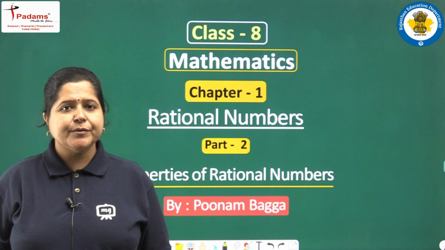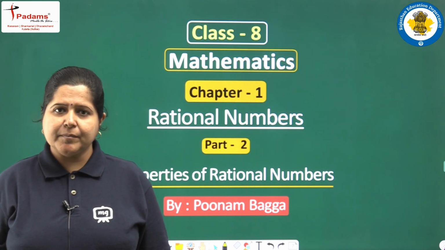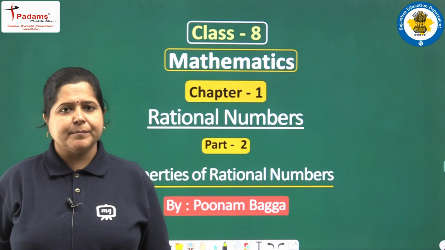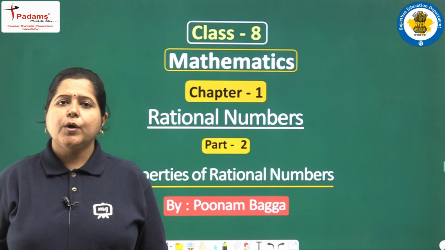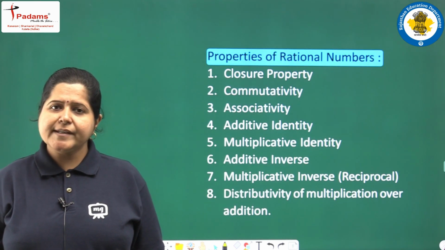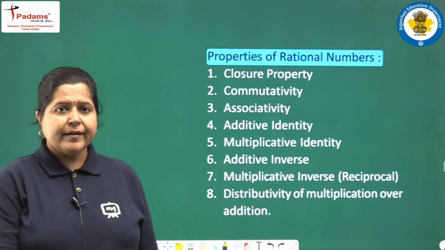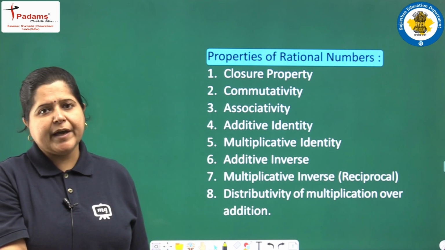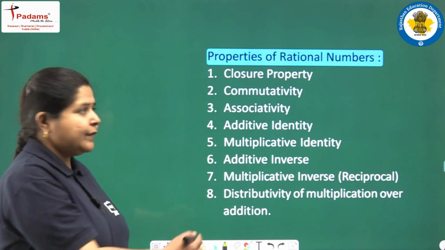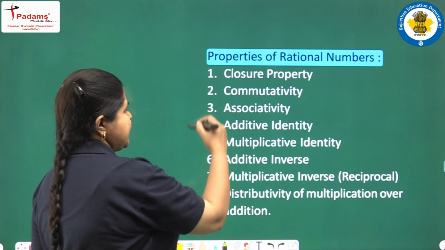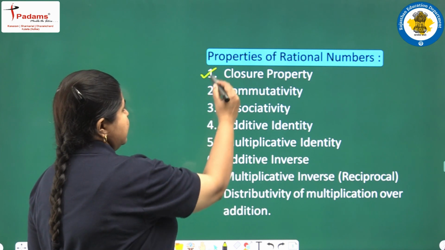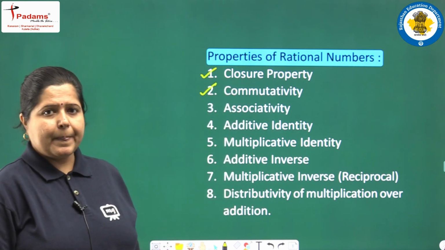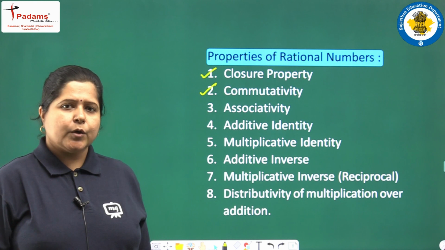In our last video, we had learnt about rational numbers and how to add or subtract them. In this video, we will be dealing with the properties of rational numbers. Here are the properties of rational numbers and we will be taking them one by one. In this video, we will be dealing with closure property and commutativity property.